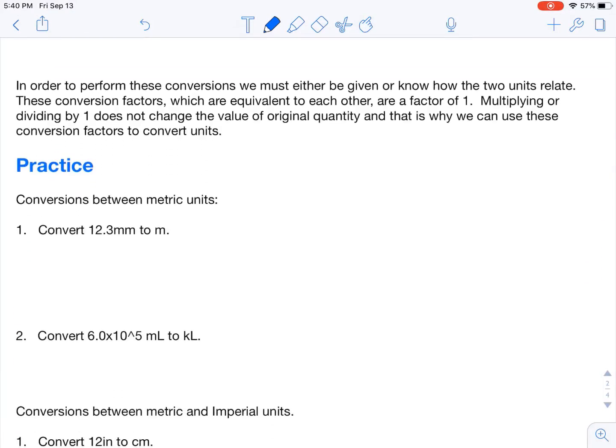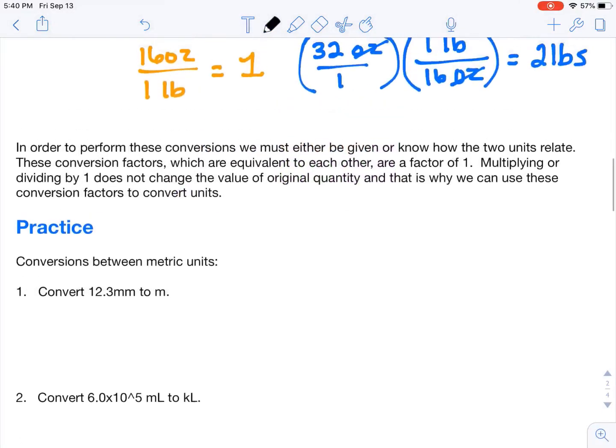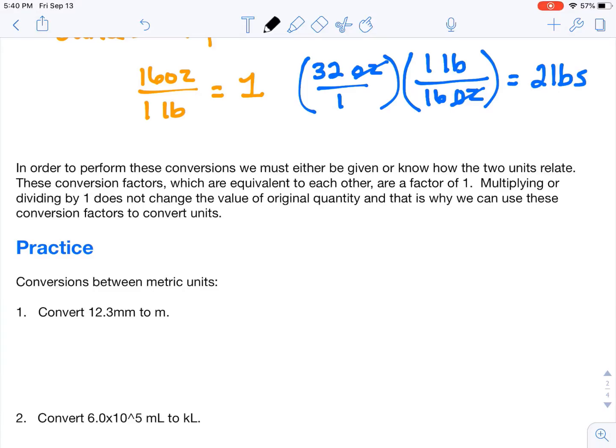So let's take a look at our practice situations. A couple of things that I want to point out. First of all, my little note, my little rule, my little star here is always start with the given information.